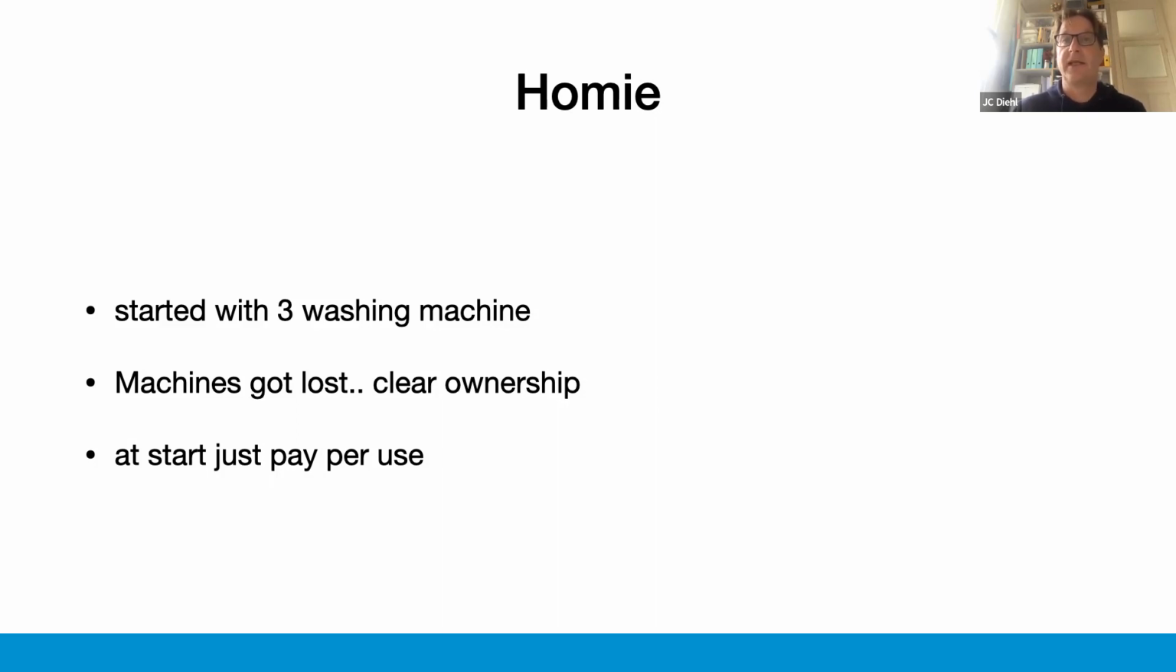Another thing was that in the beginning some of the machines got lost. When people would go bankrupt, for example, the bank would come around and take ownership of all the things they had in the house, and then they would also take away, for example, the washing machine of Homey. So they also had to make it more clear by putting big stickers on the washing machine that they are not owned by the consumer, but owned by Homey.